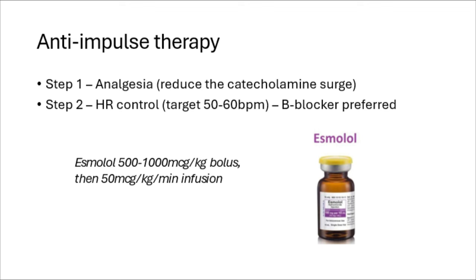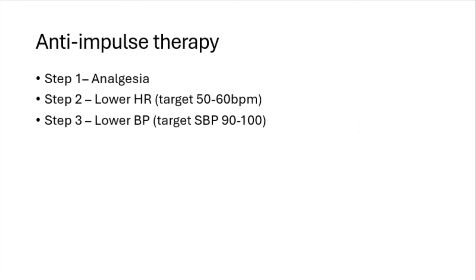And so we're going to have to then start specific blood pressure management. Our goal blood pressure here is a little bit variable depending on your hospital, on your intensivist, on your cardiothoracic surgeons. Generally, we're targeting a systolic between 90 and 100 millimeters of mercury. The ideal agents to reach for here are either clevidipine or nicardipine because they are pure arterial vasodilators.